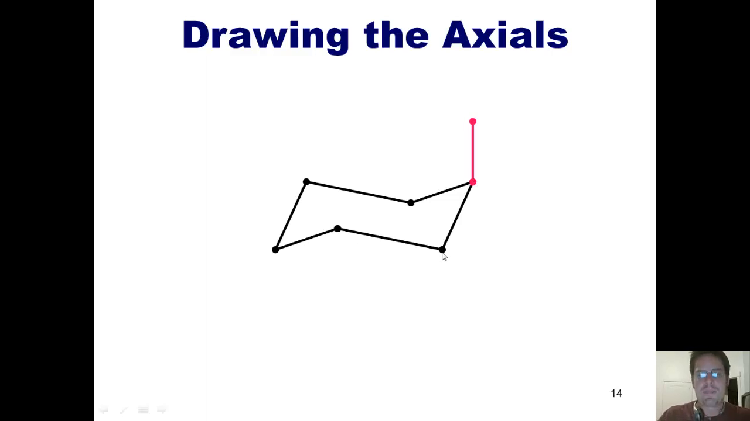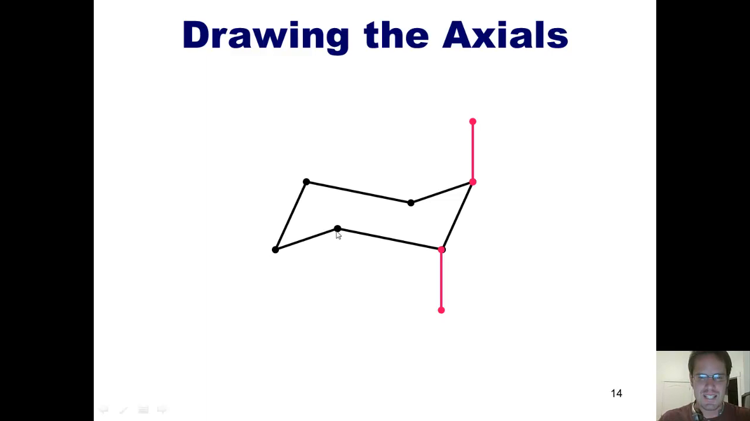Let's go over here to this next atom in this ring. If this were an arrow, which direction would it be pointing? Well, it kind of looks like it's pointing down. So I would go ahead and draw my axial bond coming off of that atom pointing down. Now we can continue this form of logic all the way around.